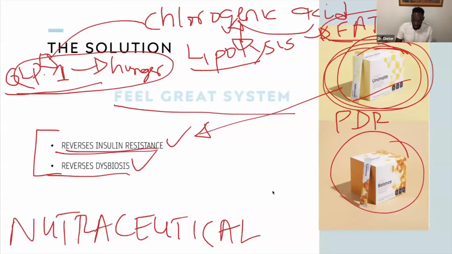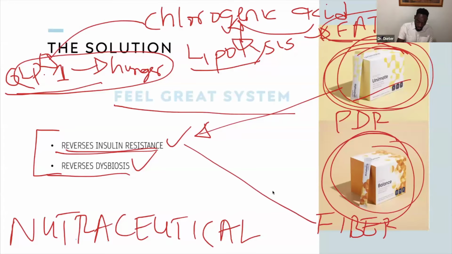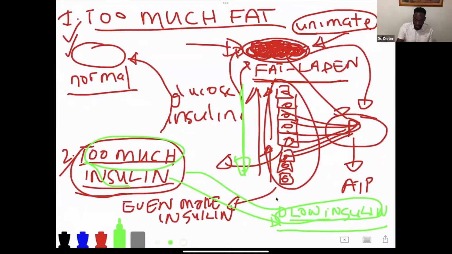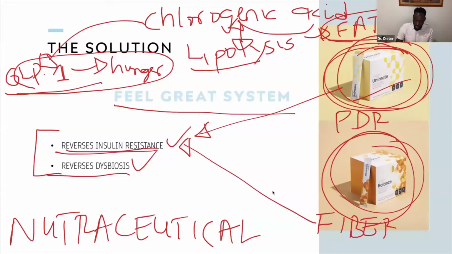The other thing is the second product, this product right here called Balance. Balance is just simply fiber. Fiber helps also to reverse insulin resistance, and it does it in the same way as Unamate in promoting lipolysis, which is just simply fat burning. So because of fiber, it's going to cause this cell to go to looking like this. This product is made from fiber taken from 7 different plants that has been merged together.